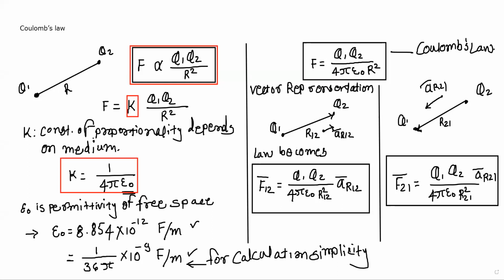What can we call this? Just a minute. This F12 is force on Q2 due to Q1, and this F21 is force on Q1 due to Q2.